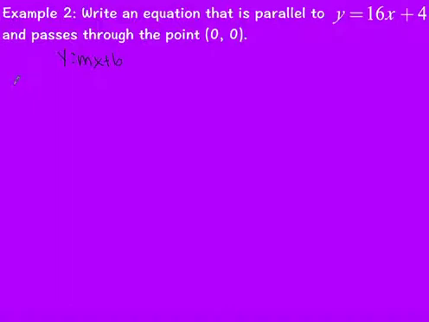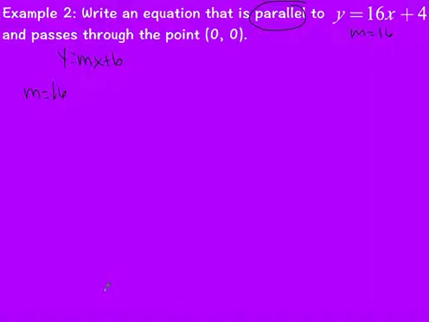I can easily figure out what m is going to be because it tells me it has to be parallel to y equals 16x plus 4. If it's parallel to y equals 16x plus 4, that means it's going to have the same slope. This slope is 16, which means that my new slope is also going to be 16.